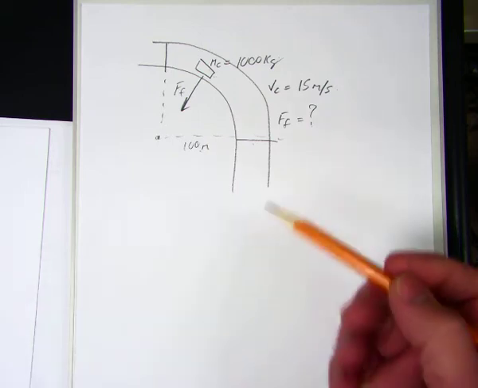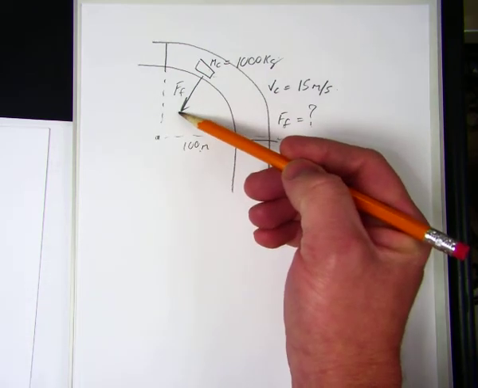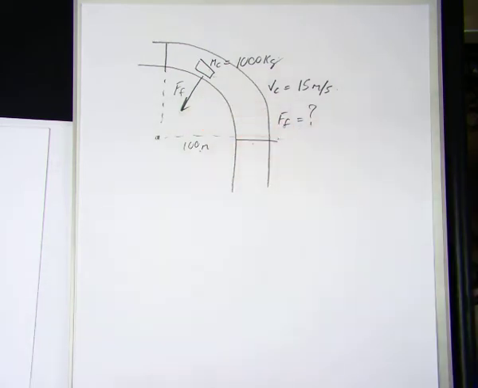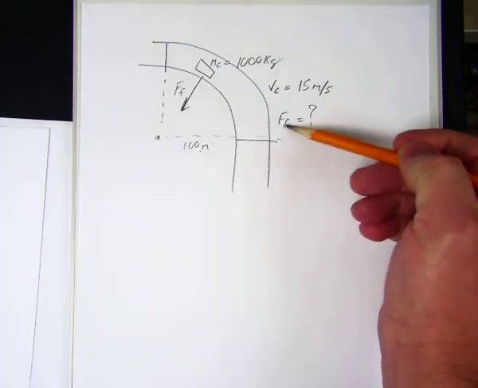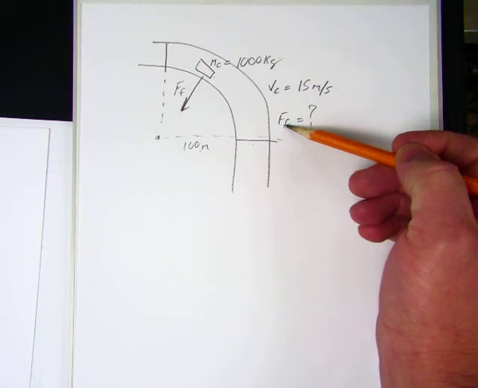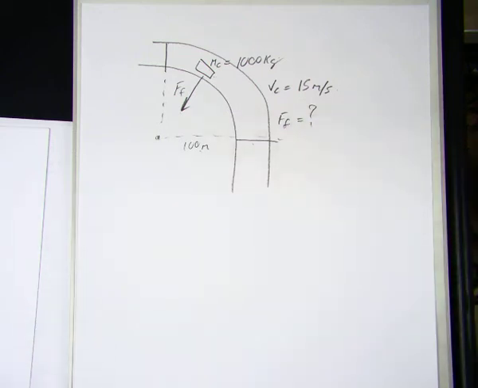We know that the force of friction has got to be directed towards the center of the curve. That's why it's moving with uniform speed. It's moving at 15 meters per second. So what we have to do is say, okay, what is this force of friction? What is a force of friction doing for us? Yeah, it's pulling it towards the center. So what kind of force is that? Yeah, it's a centripetal force.